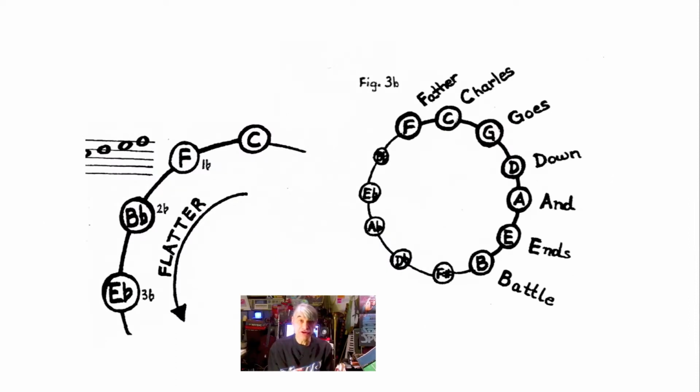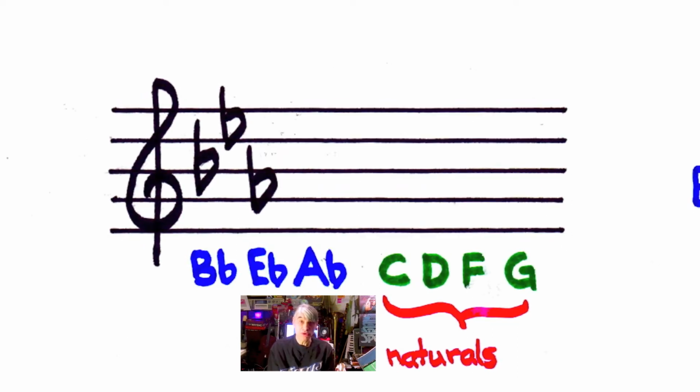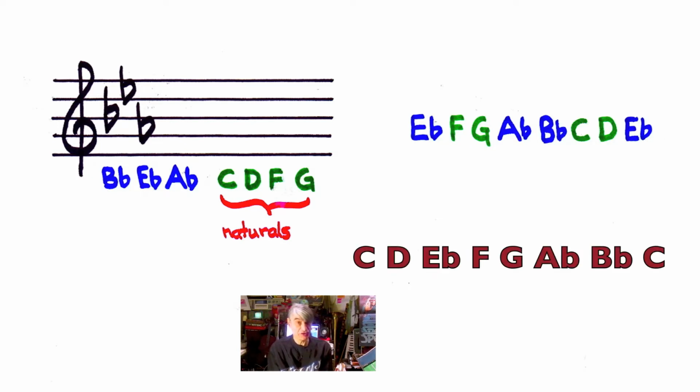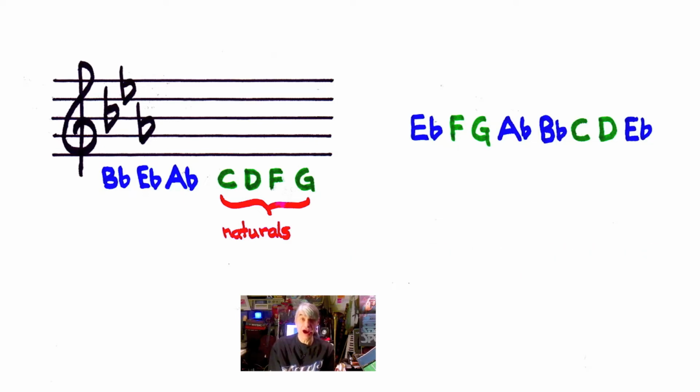If we compare this to the circle of fifths, we see that the major key with 3 flats is E flat major. So if we put it in the proper order, the notes of this key would be E flat, F, G, A flat, B flat, C, D, and E flat. Again, if we went to the note La in E flat major, that's the note C. So this is also the key signature for the scale of C minor.